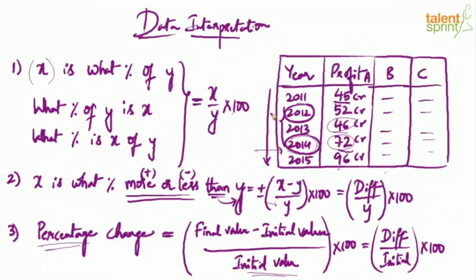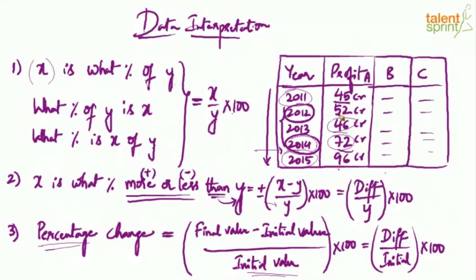Now in the given table, it starts with 2011 and ends with 2015. So when you say over the years, you have to just take the first year as the initial year and the last year as the final year. So in that case, the initial value will be 2011's profit and final value will be the 2015's profit. Is that clear to all of you? So we'll say 96 minus 45 by 45 into 100. Now how we do the calculation is a different story. I don't say that you have to use the formula always. If you are smart in calculation, you can do it even without using the formula. But the concept is this: percentage change is final minus initial by initial into 100.